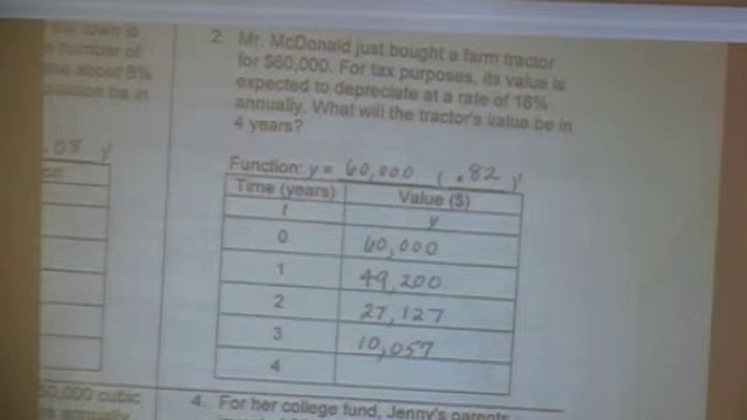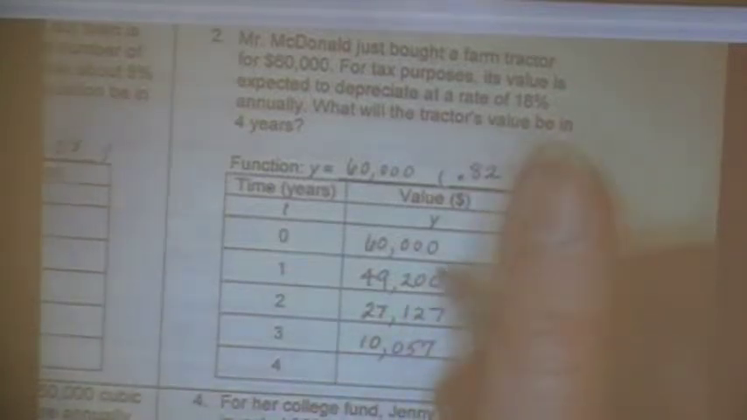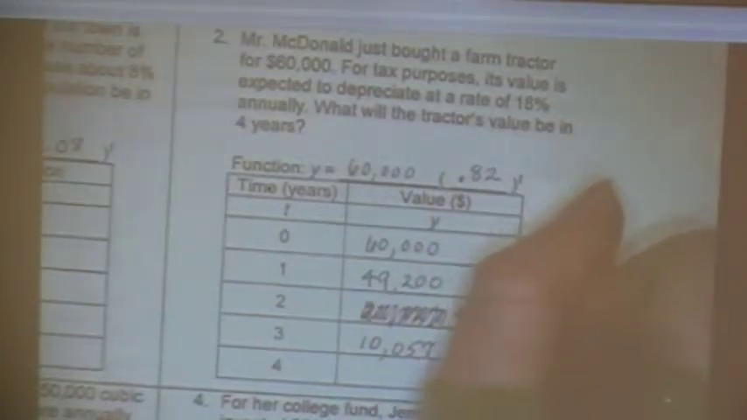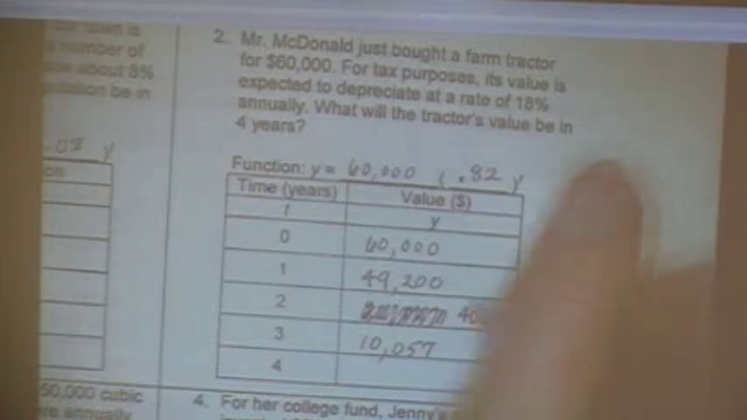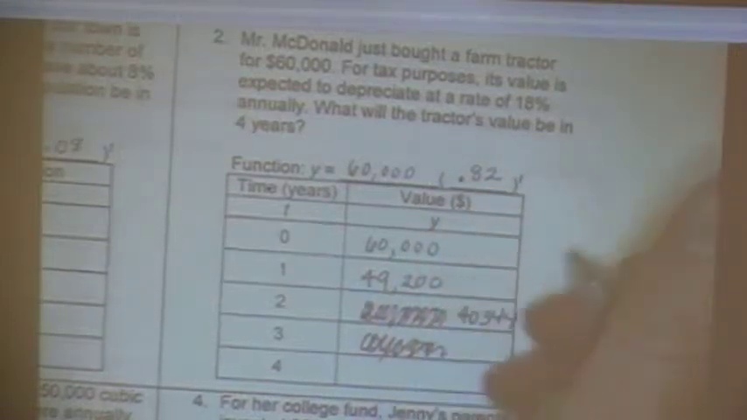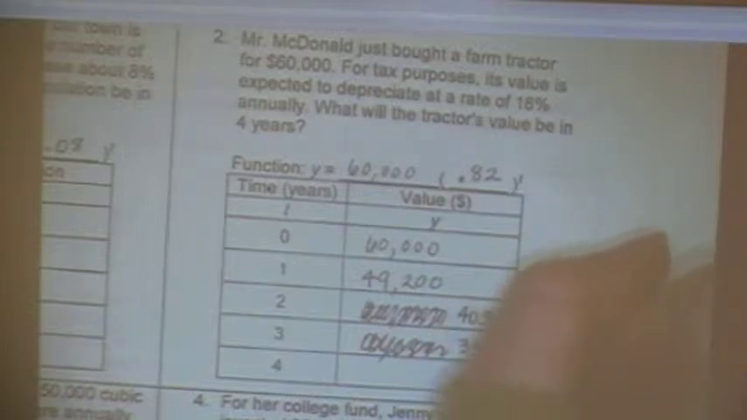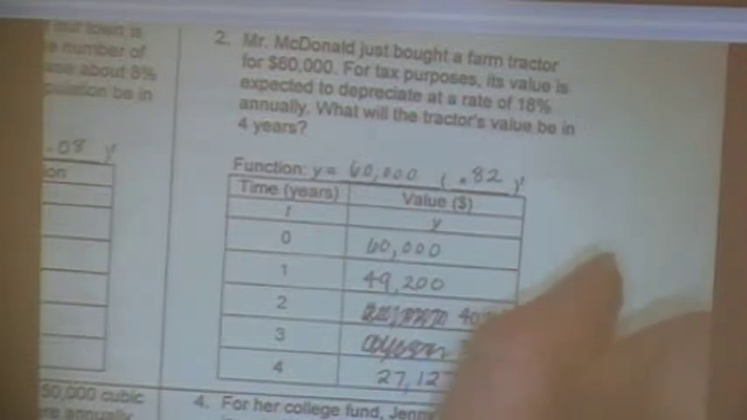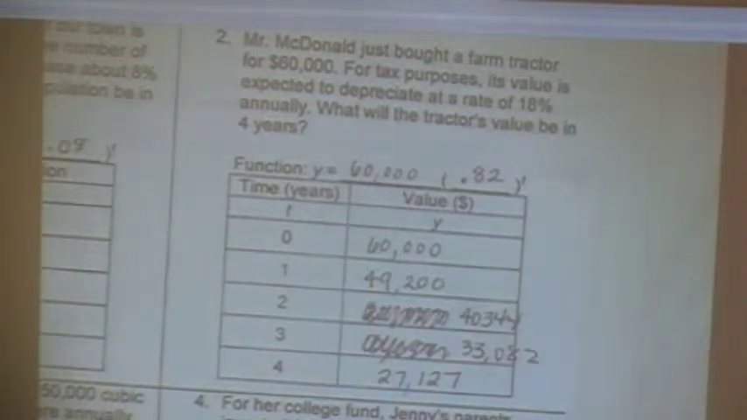What happened to my table? Yeah, what was wrong with my table? I know it wasn't appreciating that much. So in the 4th year, my tractor is worth $27,127. Everybody okay?